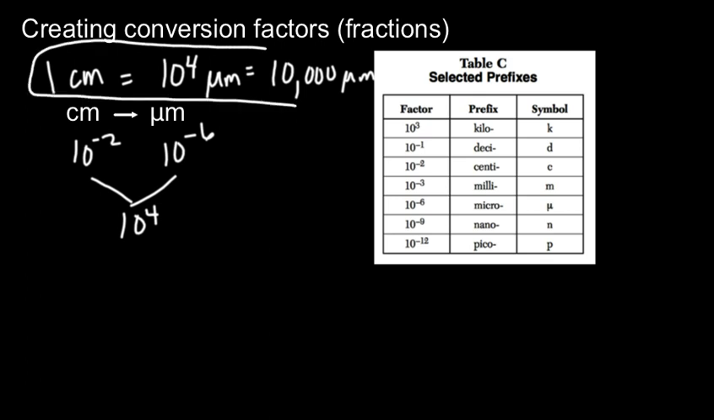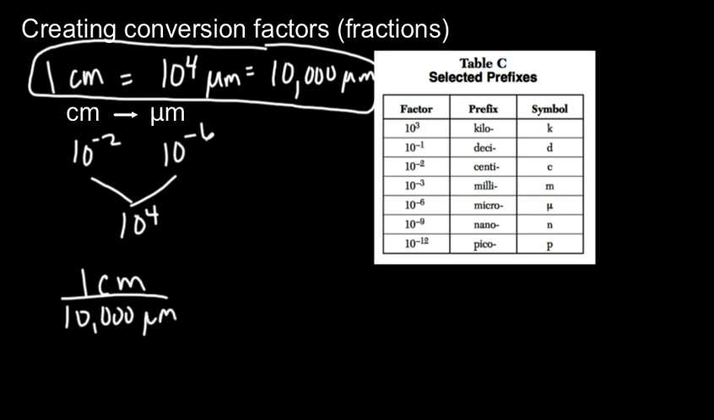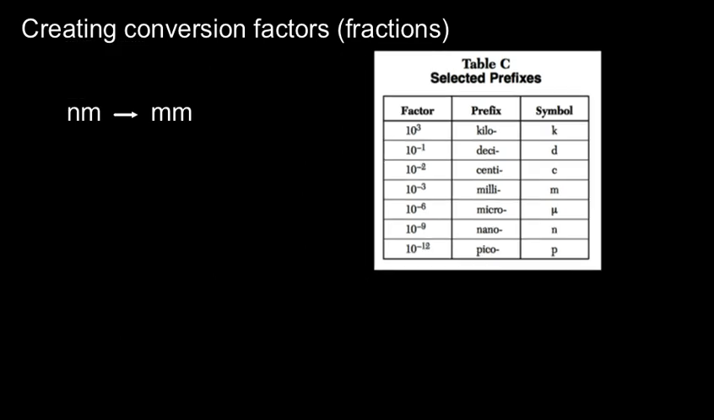So there is your equality, and your fractions can either be 1 centimeter over 10,000 micrometers or 10,000 micrometers over 1 centimeter, depending on what you'll need. So the idea is that these fractions are flippable because they are an equality. 1 centimeter equal to 10,000 micrometers, because the numerator is equal to the denominator, your whole fraction is equal to the value of 1, and that is the key to these conversion fractions.